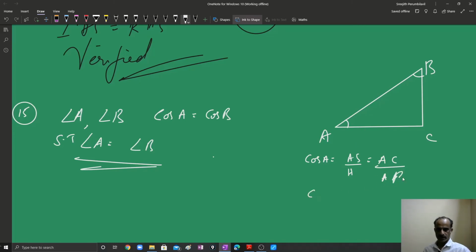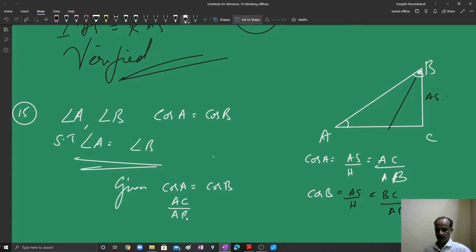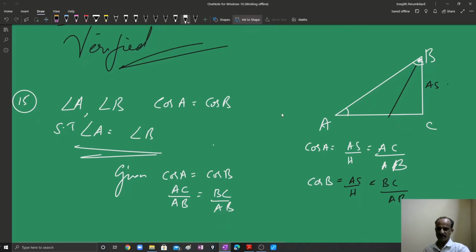Similarly, we look at cos B. As far as this angle is concerned, this is the opposite side, so the adjacent side is this. That is equal to adjacent side by hypotenuse. This is the adjacent side and this is the hypotenuse, that is BC divided by AB. What is given? Given that cos A is equal to cos B. What does that mean? AC divided by AB is equal to BC divided by AB. What can be done?